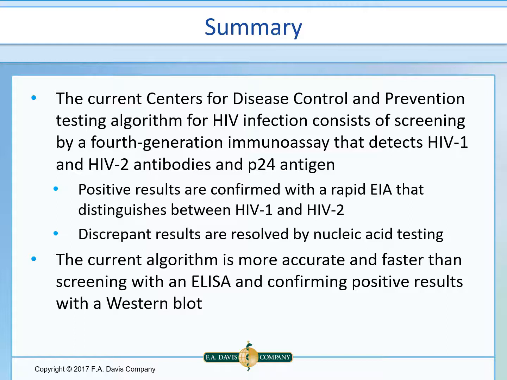Remember that there were several algorithms developed over the years for screening and diagnosis of HIV. The current CDC testing algorithm for HIV infection consists of screening by a 4th-generation immunoassay that detects both HIV-1 and 2 antibodies and the p24 antigen. Positive results are confirmed with a rapid EIA that distinguishes between HIV-1 and 2 viruses, and any discrepant results are resolved by nucleic acid testing. This current algorithm is more accurate and faster than the previous algorithm of ELISA confirmed with Western blot. Remember, there are also now 5th-generation assays that are used to screen and detect HIV, so the current algorithm may change in coming years.